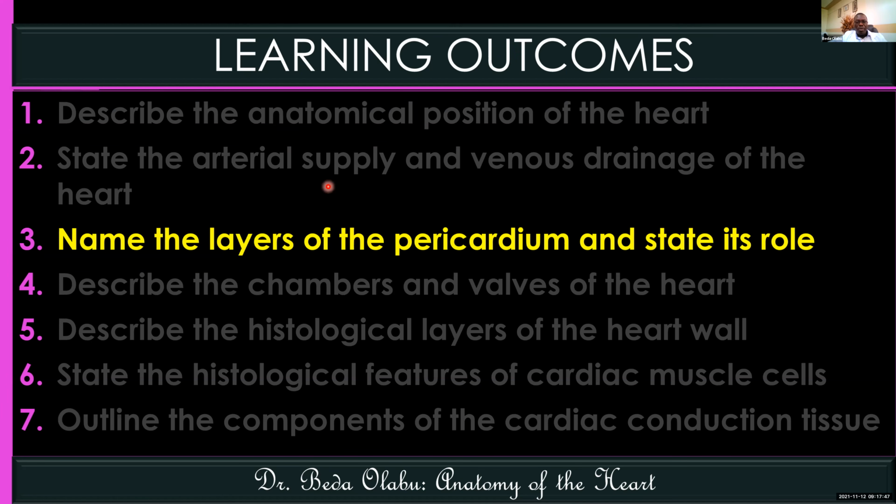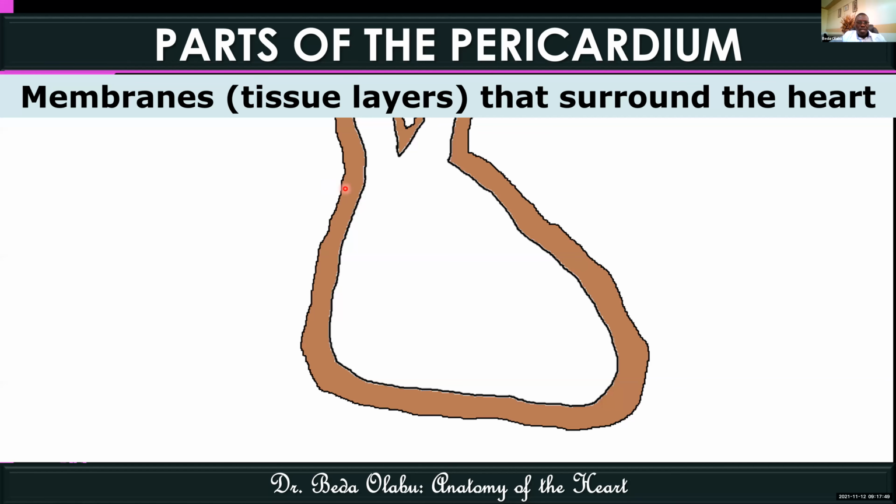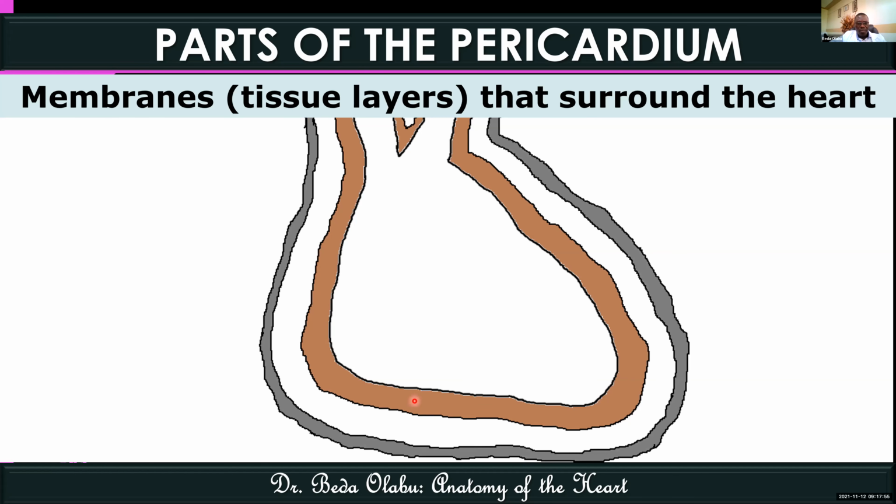Now we can talk about the pericardium. I want you to imagine that this is the muscle layer of the heart, which we call myocardium. The pericardium refers to the membranes that surround the heart. There are tissue layers that surround the heart. There are two parts of pericardium. This gray one, I hope it's gray, is called the fibrous pericardium.